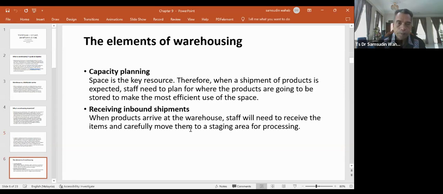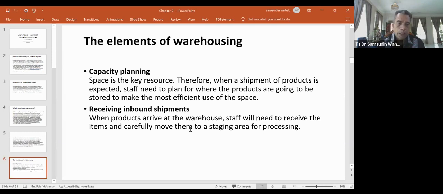Okay. The elements of warehousing: one is capacity planning. Space is the key resource. So you have to think about the capacity. How much quantity, how much bulk quantity can go into the storage. And how long the product will wait there. Waiting time, lag time. How long are they waiting there before we receive the actual orders from the customer. So first we have to think about the capacity.